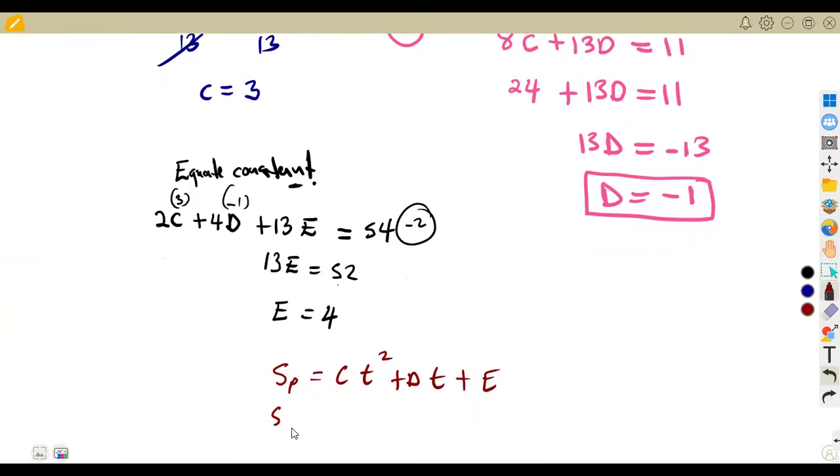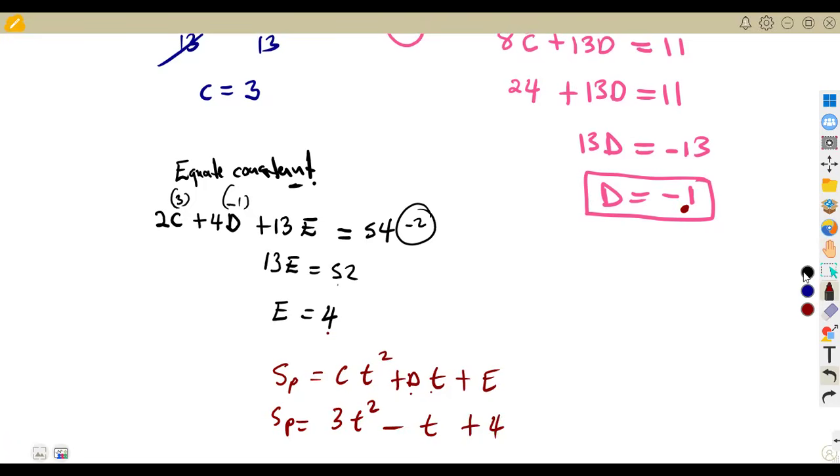So meaning to say our particular integral is going to be C, which is given as 3. So this will be 3T squared. D, which is -1, times T, which is negative T. E, which is a 4. So this is what we have.